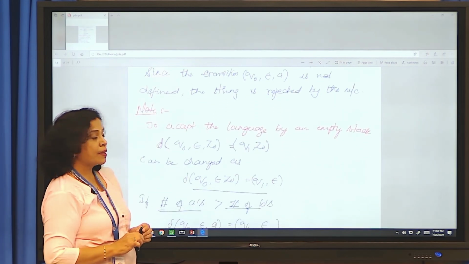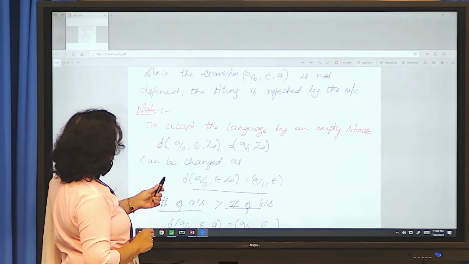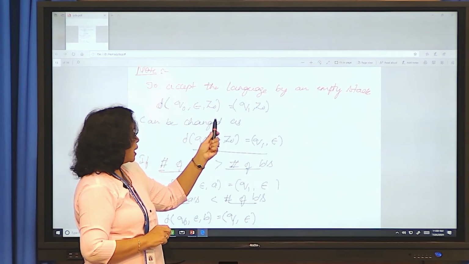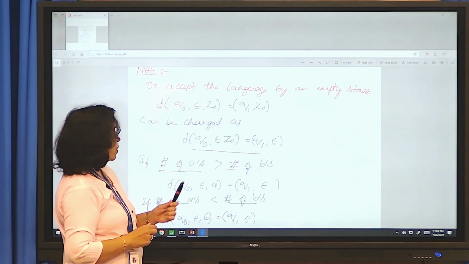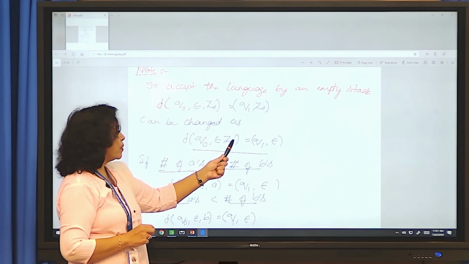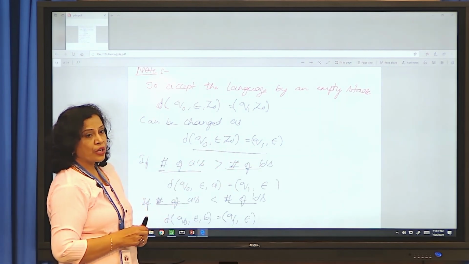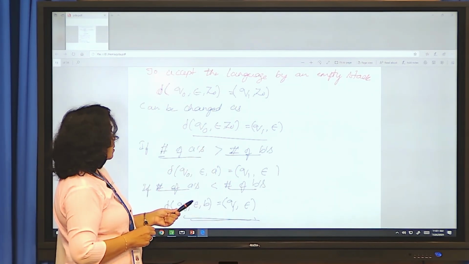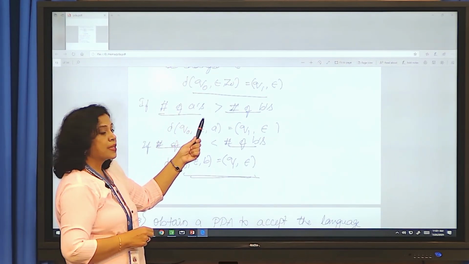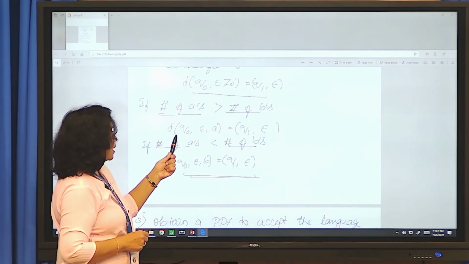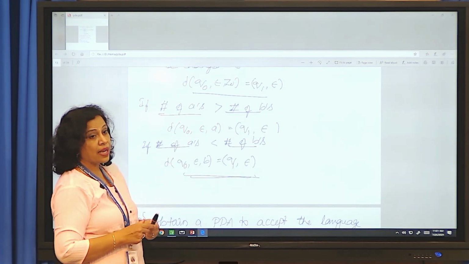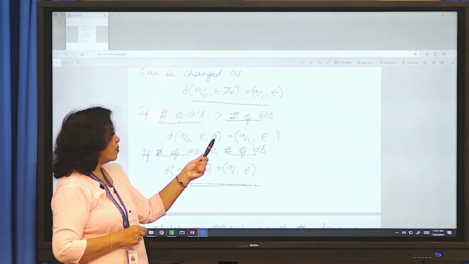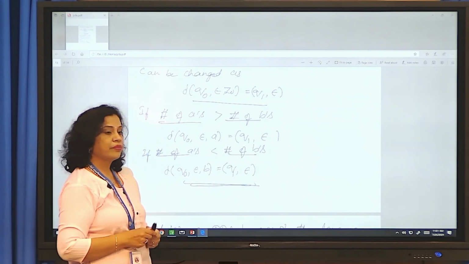So, if it has to be accepted by the empty stack, then in the last configuration, we need to change this Z naught to epsilon, and this Z naught also can be changed to epsilon. So that would be Q naught comma epsilon, that would be equal to Q1 comma epsilon. This one more transition if you want to write, this Z naught also can be popped. So if number of A's is greater than number of B's, then this would be the last transition because there are extra A's. The last transition would be Q naught comma epsilon comma A equal to Q1 comma epsilon.